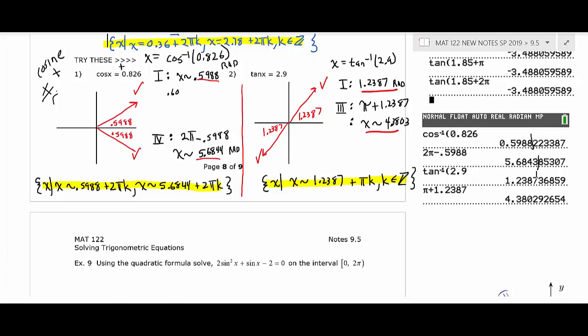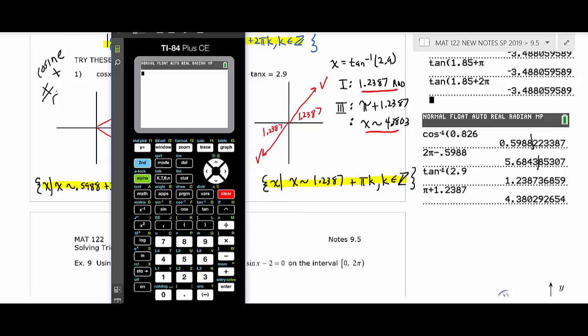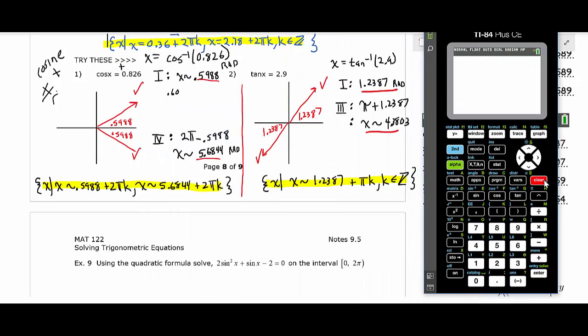All right. Now, just to verify this on the calculator, it's actually very simple to tell you're right. So if you do the cosine of 0.5988, notice that that's about 0.826. If I did the cosine of 5.6844, that gives approximately the same answer. We're rounding, so it's off a little bit.